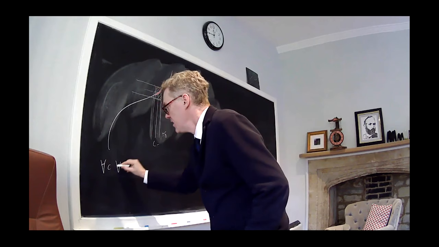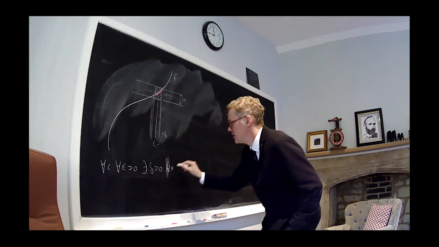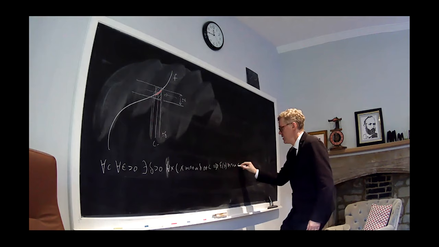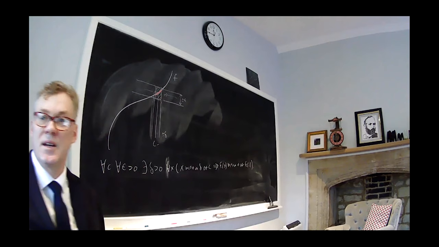Now let's write out the definition. So f is continuous means at every point c, for every positive epsilon, no matter how small, there is a delta, so that for every x, if x is within delta of c, then f of x is within epsilon of f of c. Okay, so that's the definition we're talking about. This upside down A means for all, and the backwards E is a way of indicating there exists.